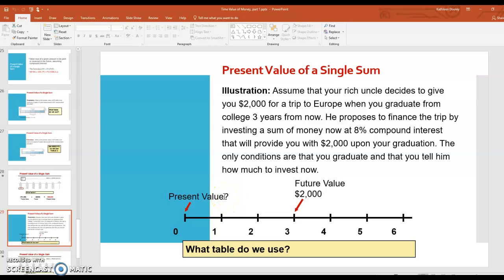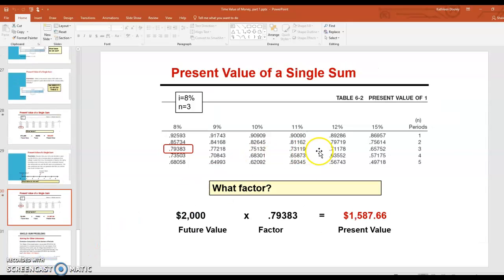So we'll have present value equals future value times table 2. So here's our table 2, and we have our 8%, 3-year period, and that is 0.79383. Our future value times table 2 equals our present value, $1,587.66. You could easily tell him that it needs to be $1,590, and that would be close enough unless he wants it to the penny.